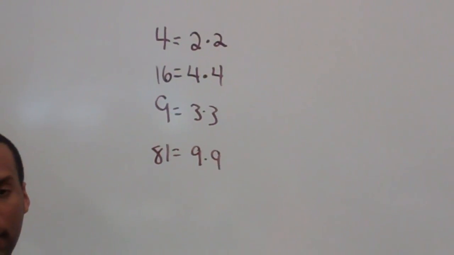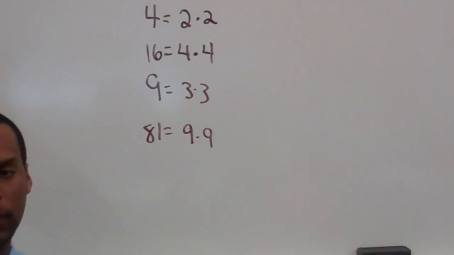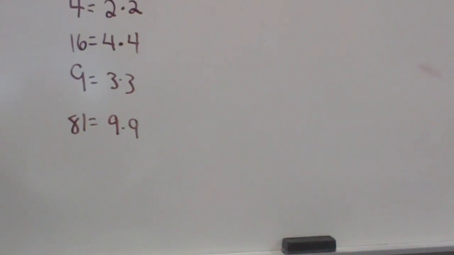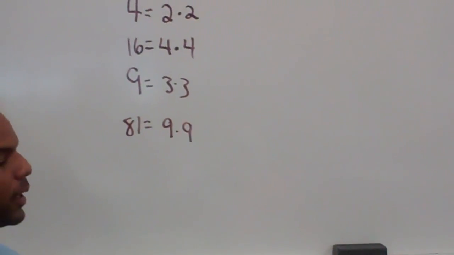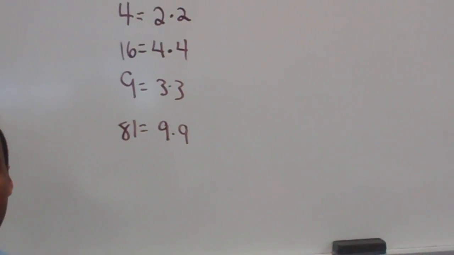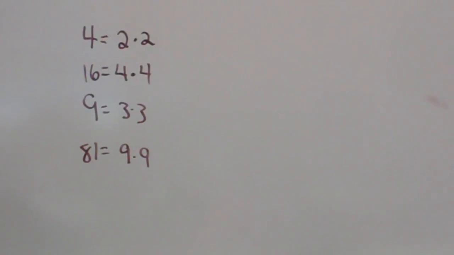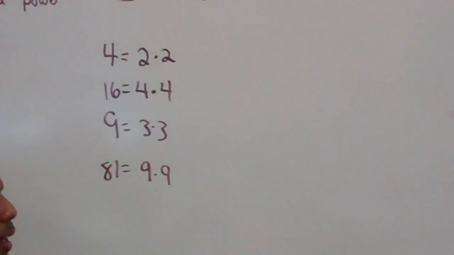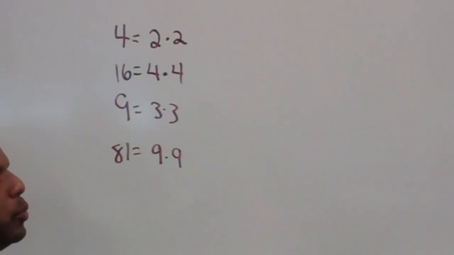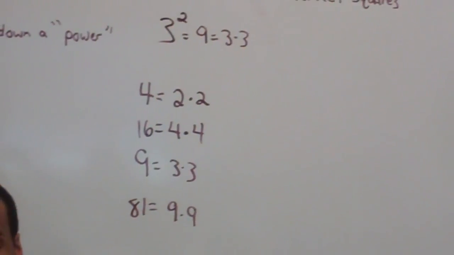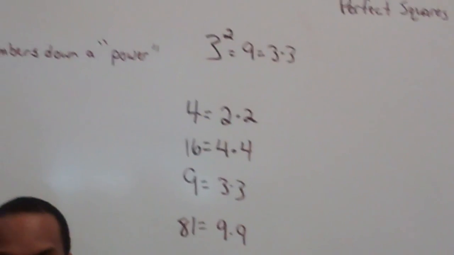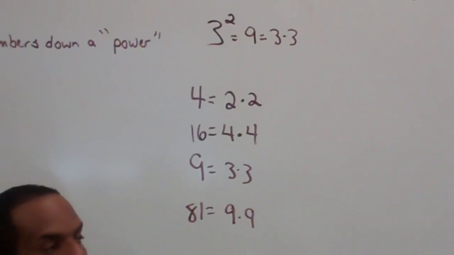Could I say that 100 is a perfect square? Yes. Why? 10 times 10. 121? Yes. Why? 11 times 11. Could I say that 49 is one? No. I mean, yes. No, because it's 7 times 7 times 7.